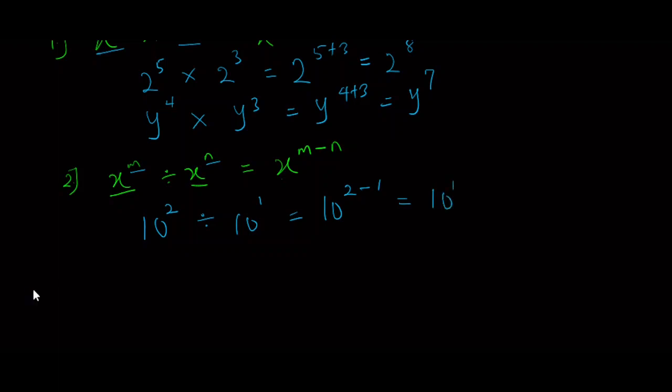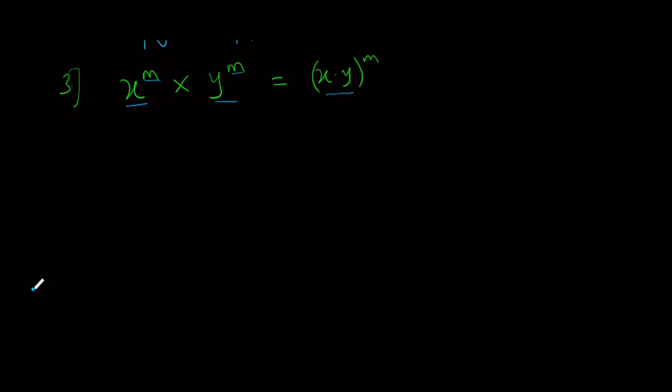Now law 3. Law 3 says that we have x raised to power m multiplied by y raised to power m, and we obtain x multiplied by y, everything raised to power m. This is the opposite of law 1. We are having different bases, but the powers are the same. Since the powers are the same, we multiply the bases together and pick one of the powers, which is the index.